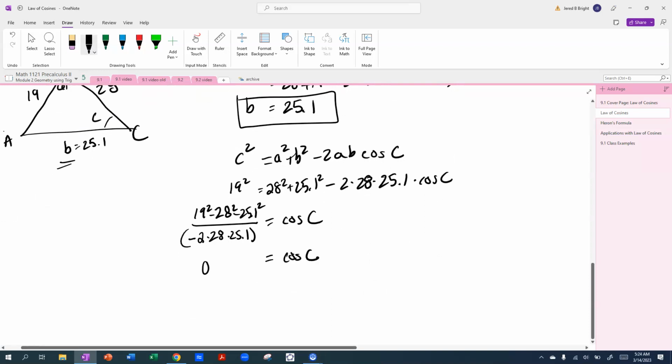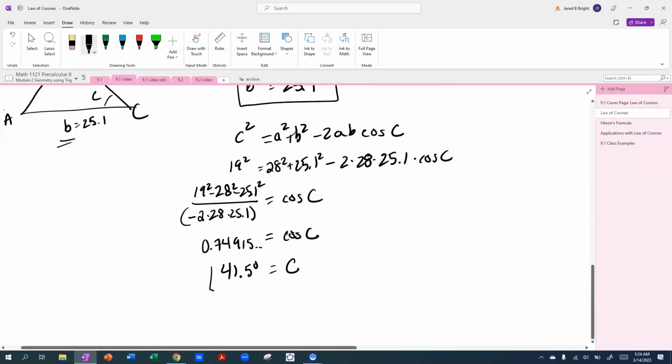When I do this, I get that cosine of C is 0.74915-ish, okay? So then to solve for C, I have to be able to undo cosine. This is where our inverse functions come into play, okay? The inverse cosine function is very nice because it has the angle measure restricted to the angles from 0 to pi, which is perfect for a triangle because we can't exceed pi. And when I do this, I get 41.5 degrees. Okay, I did put my calculator in degrees for this. 41.5 degrees. And generally when we're working with triangles, degrees will be the easiest for us to work with.